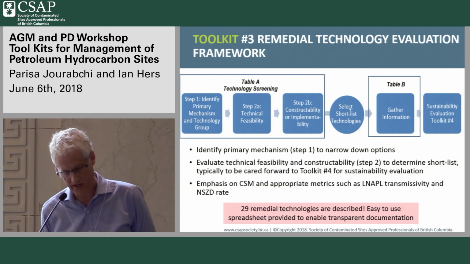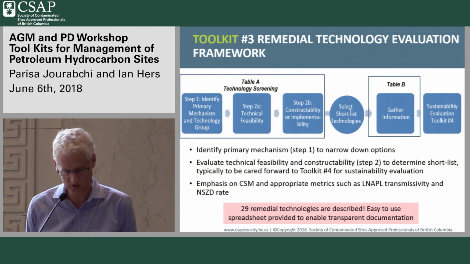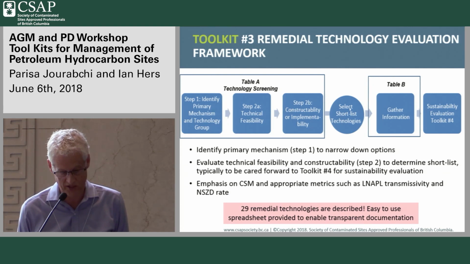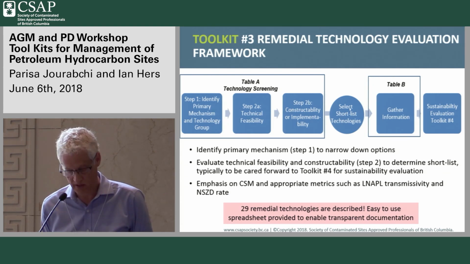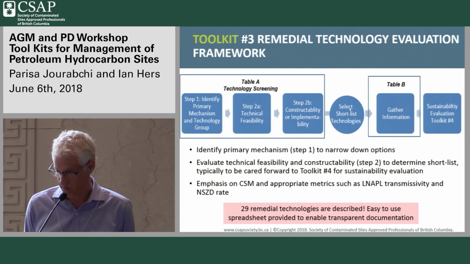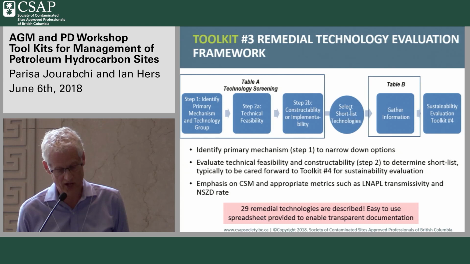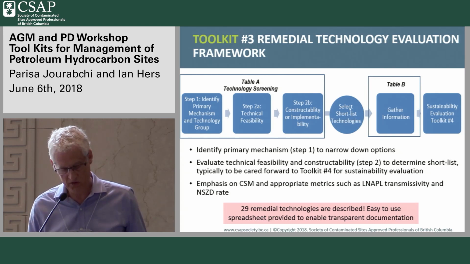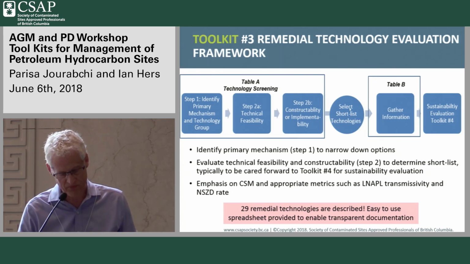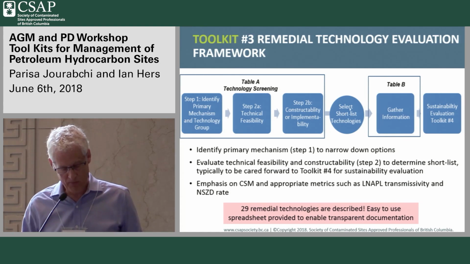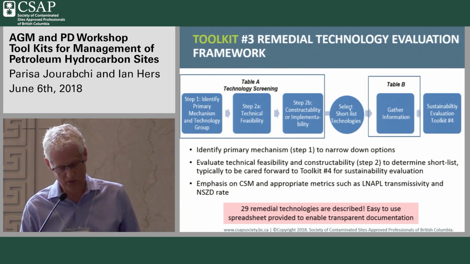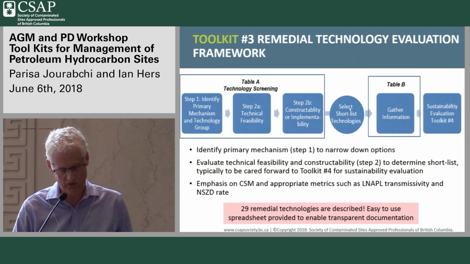Just going back to this process again, as part of the Table A screening, Step 2A is to look at the feasibility. Step 2B is the constructability or implementability of the technology. What we've done is developed easy to follow spreadsheets where 29 different remedial technologies are described, and where there are fill-in areas where you can look at your technology and evaluate it with respect to feasibility and constructability. One thing I didn't mention is that by looking at the mechanism, you are able to pare down or come up with a short list of technologies.